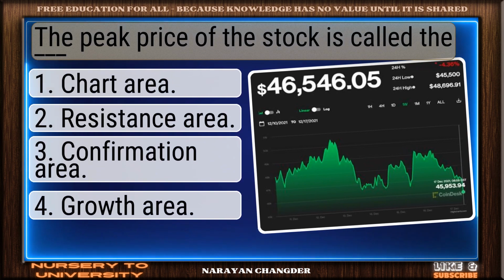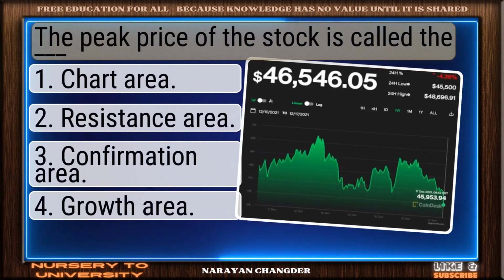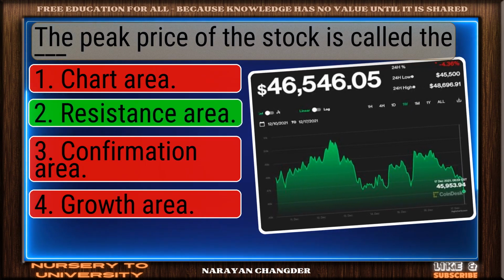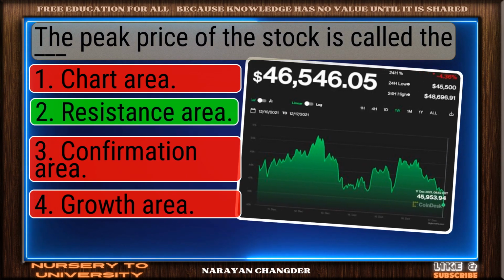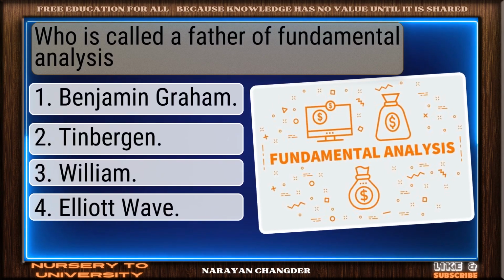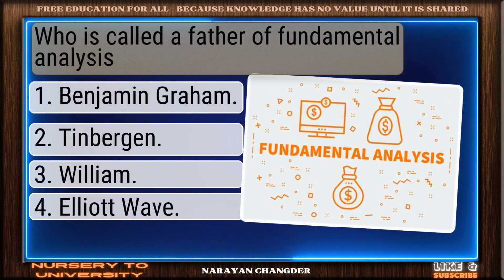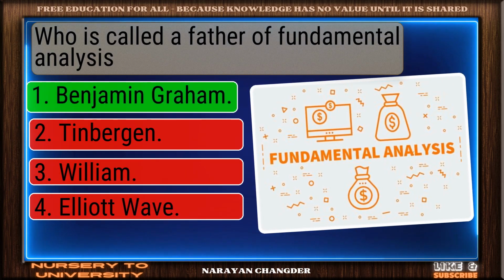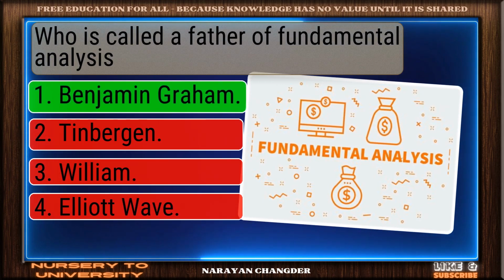The peak price of the stock is called the Dash. Clear logic. Your choice resistance area is sound and 100% true. Who is called a father of fundamental analysis? Smart move. Benjamin Graham is an accurate answer.